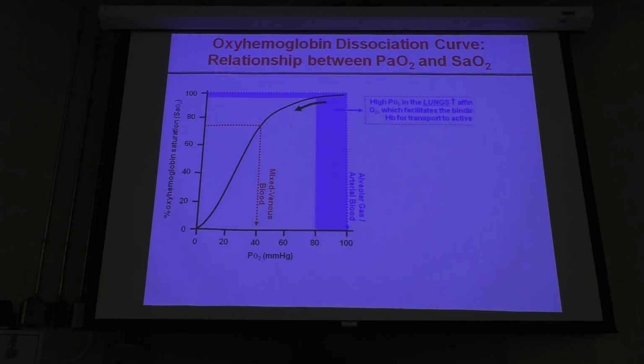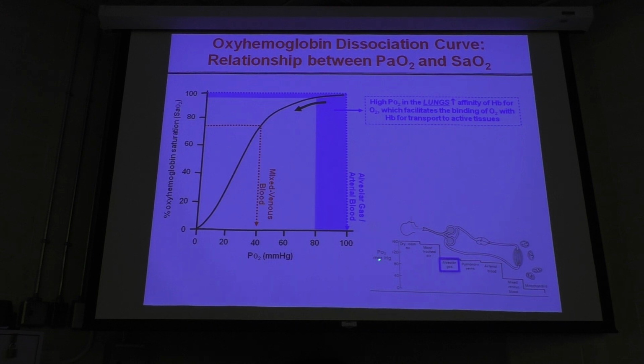You can appreciate, though, that the high partial pressure of oxygen in the lungs increases the affinity of hemoglobin for oxygen, which facilitates the binding of oxygen with hemoglobin for transport to the tissues. So the high PO2 at the level of the lungs basically allows the oxygen that's moving across the lung-blood barrier to bind aggressively to the hemoglobin to subsequently be delivered to the exercising tissues. It basically permits loading of the red blood cells at the level of the lung.